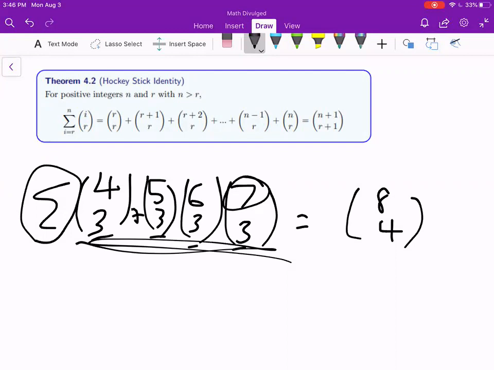So the number of terms in the middle doesn't really matter. As long as we have the consecutive terms, the final answer will be 1 greater than the largest term.